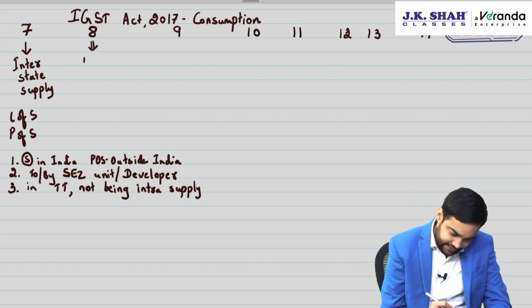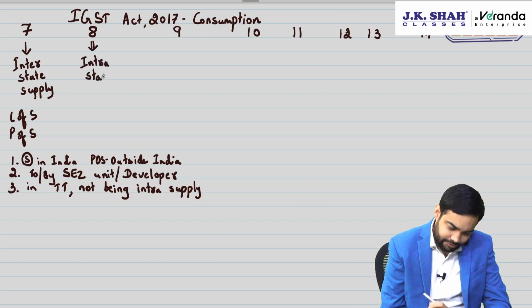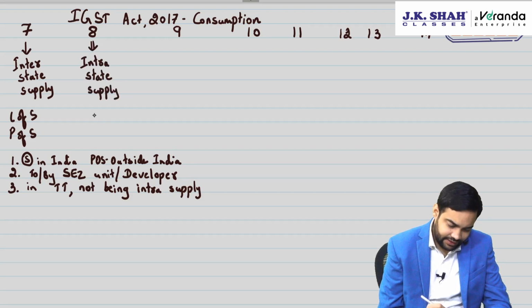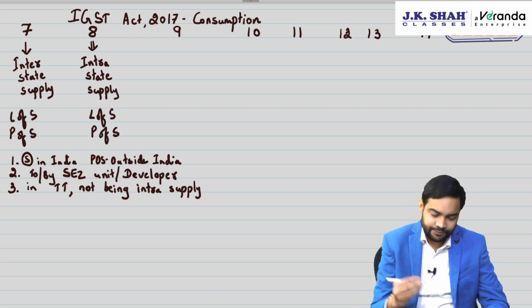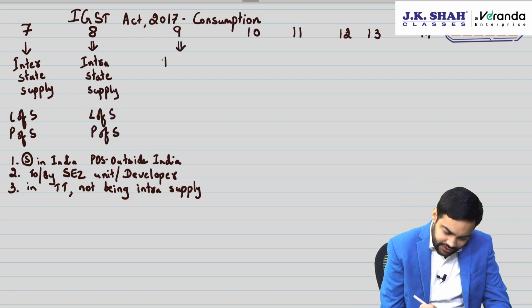Section 8 deals with intrastate supply. Intrastate supply would mean when the location of supplier and place of supply are in the same state or union territory. Then we call it intrastate supply. Section 9 talks about territorial waters.